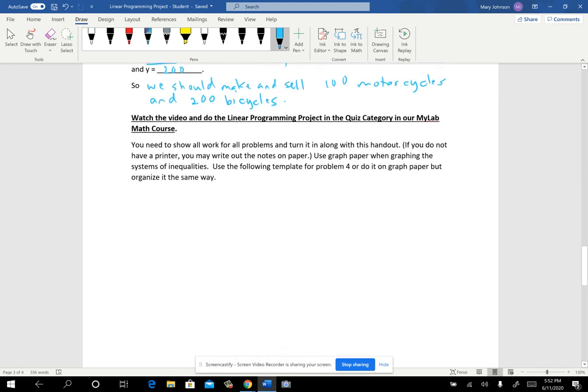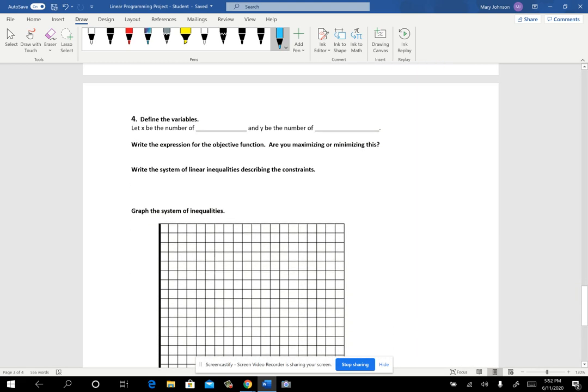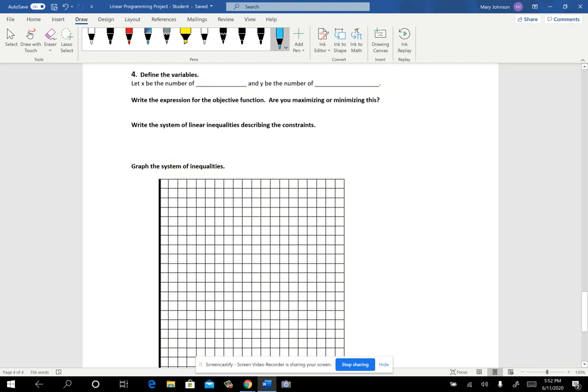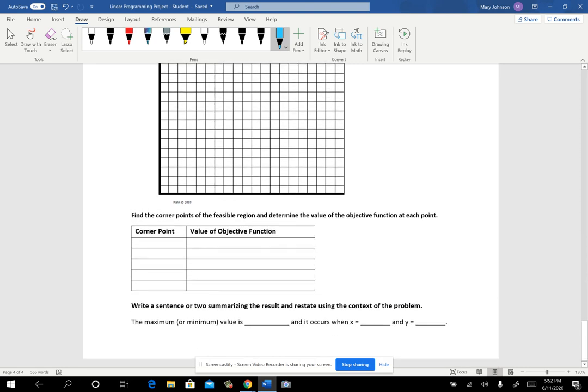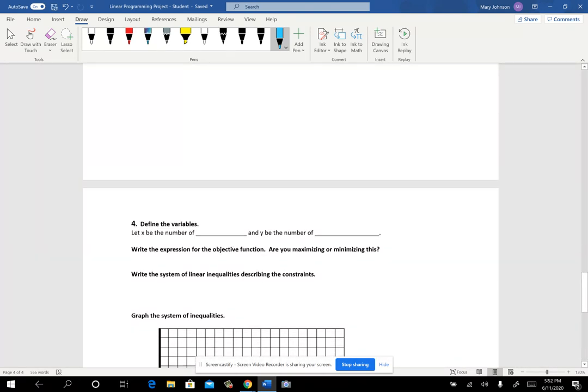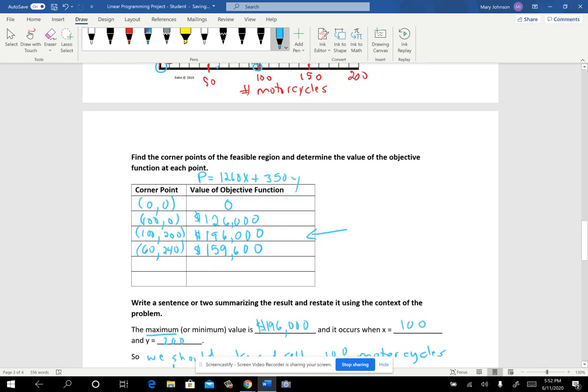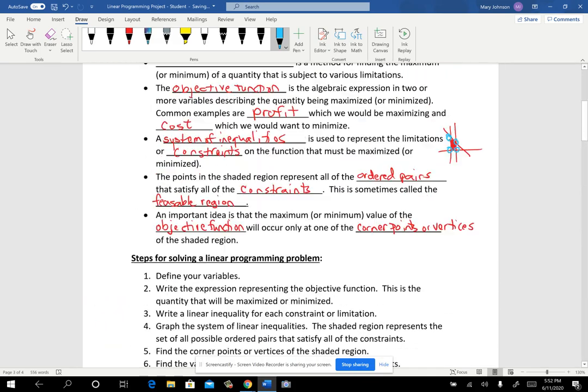And then when you get to problem number 4, you could use this template if you wanted, that does a similar thing to what I just did with the motorcycle problem. You could use it if you wanted to set up question 4. Or if you don't have a printer, you can just do it on paper. But you do want to use graph paper when you're creating these systems so you can identify the point of intersection. So make sure you use graph paper when you get to the problems in the MyLab Math course.